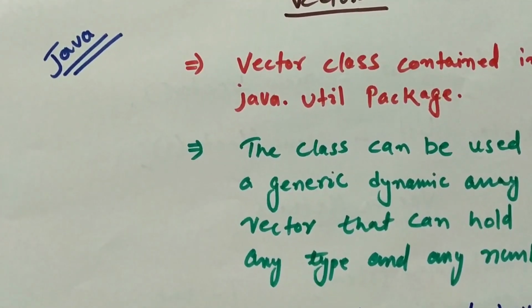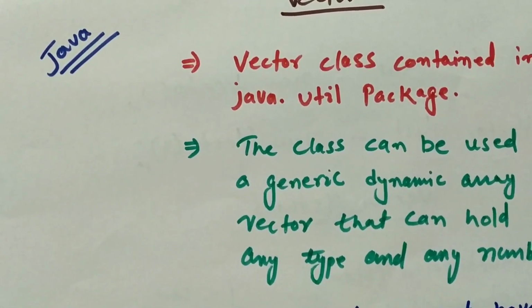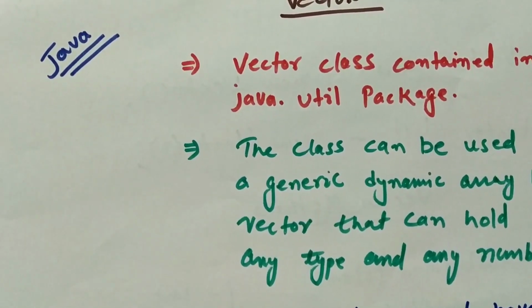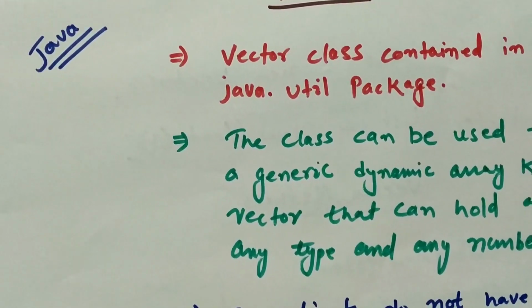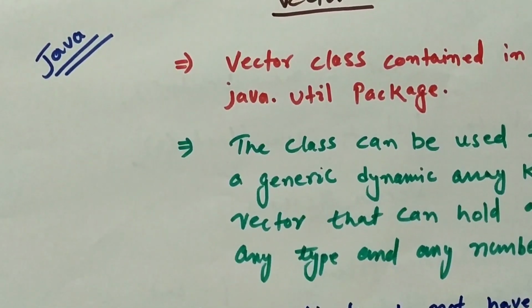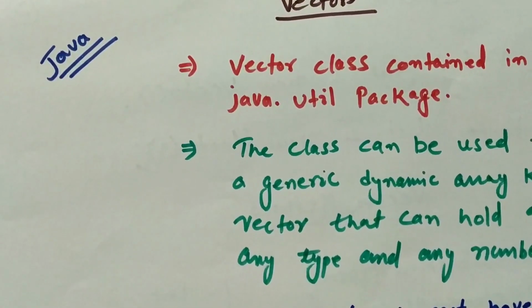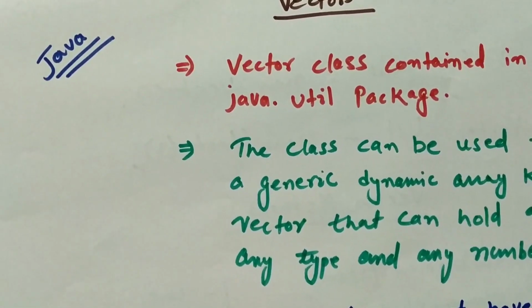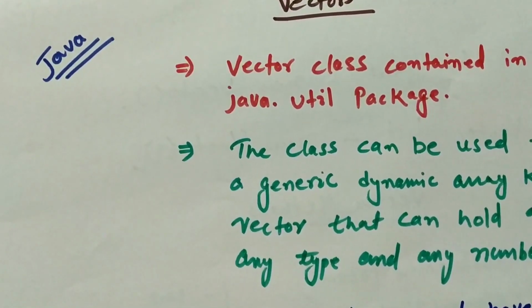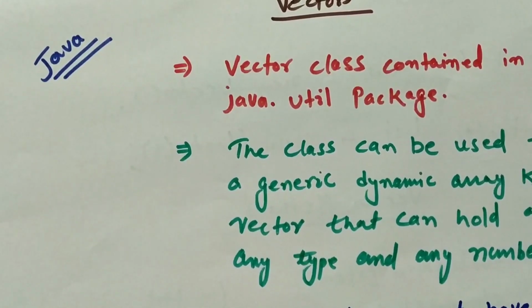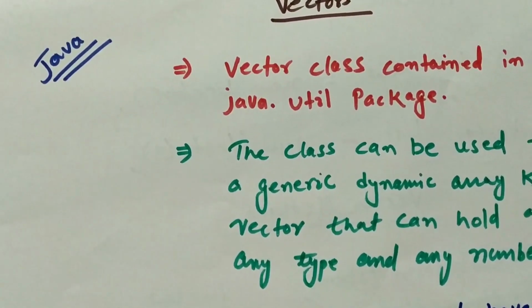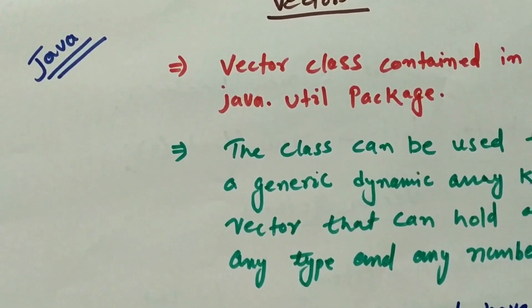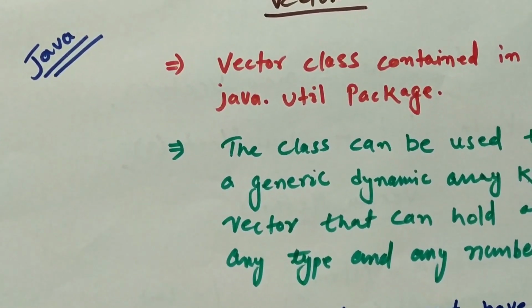Everyone, today I am going to show the use of vector class in Java. We use vector class in Java for creating heterogeneous types of data, because we insert homogeneous data in an array, but sometimes if we want to insert different types of data, heterogeneous types of data, we will use vector. Here I am going to explain the definition of vector.